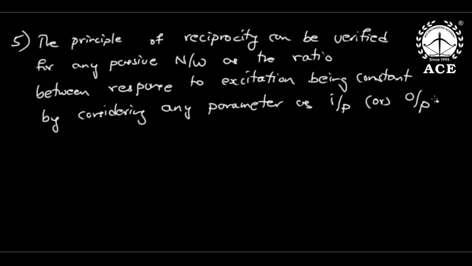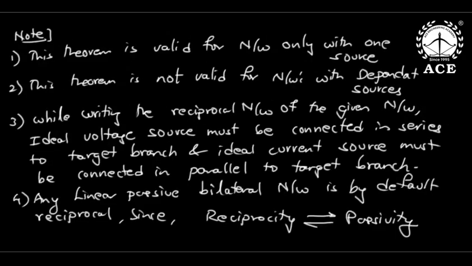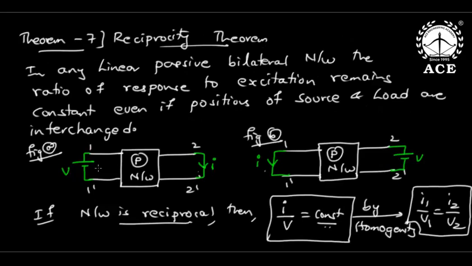The principle of reciprocity can be verified for any passive network as a ratio between response to excitation being constant, for any input or output. For example, in this discussion, excitation is voltage, response is current. But you can take anything: excitation current, response voltage; or excitation current, response also current. Suppose here voltage is input, current is output. Here you can take current as input and voltage as output. Even then the ratios will be the same.